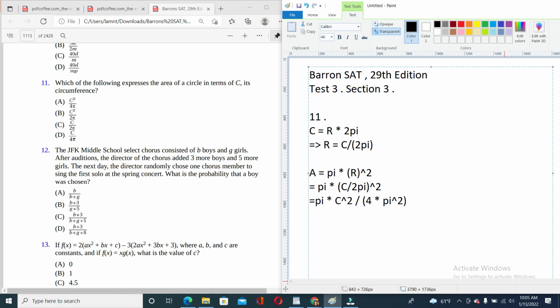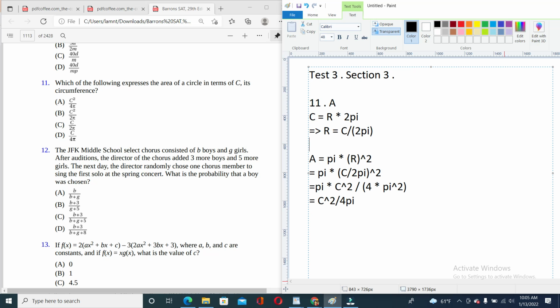So it's gonna be c squared over 4 pi, because there's a cancellation of pi in the denominator and 1 pi in the numerator. So number 11 is A.